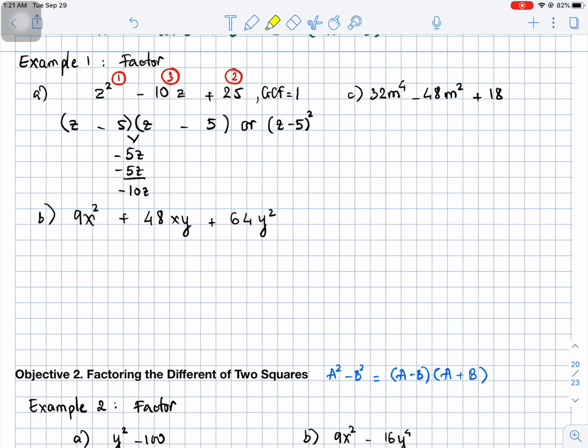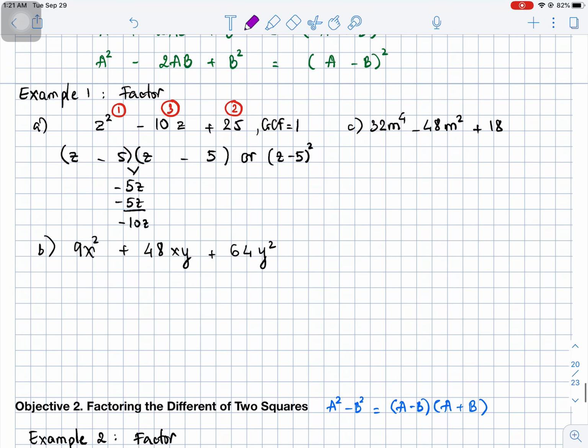So why in this section do we call it a special product? It's because we have two parentheses that are the same, z minus 5 and z minus 5. The way for us to recognize the special product form is the number is a perfect square, 25.